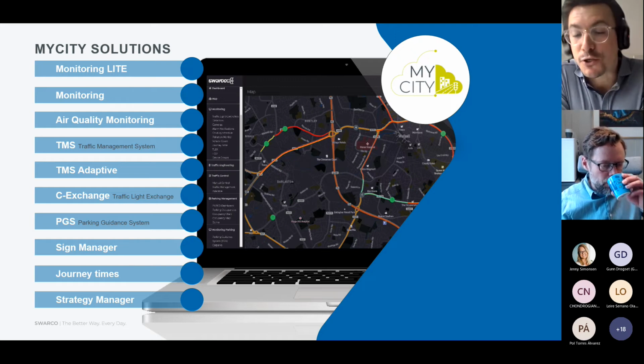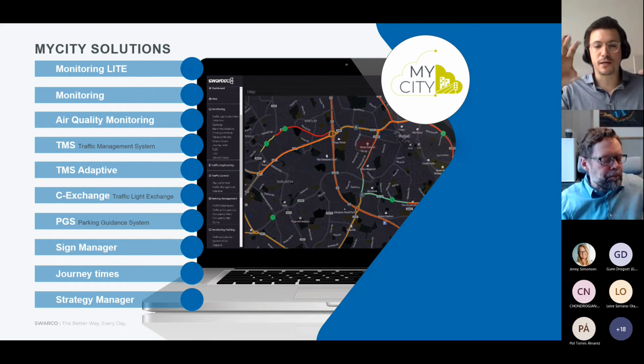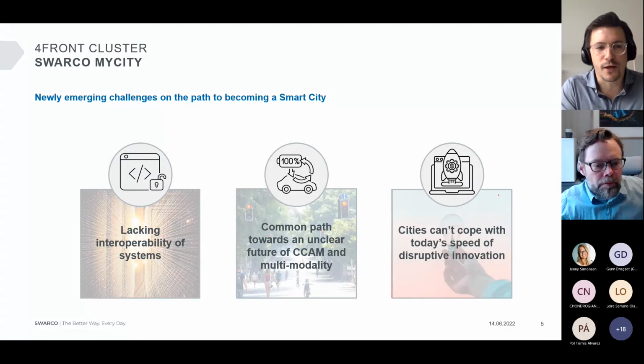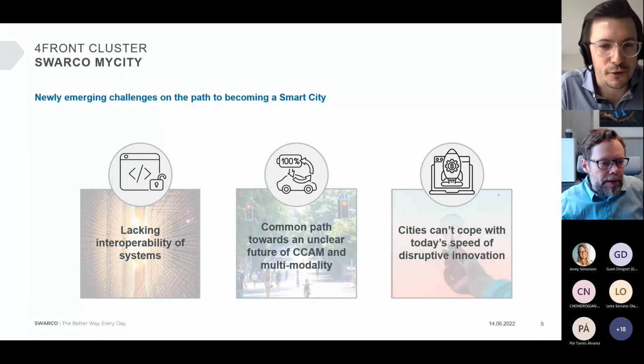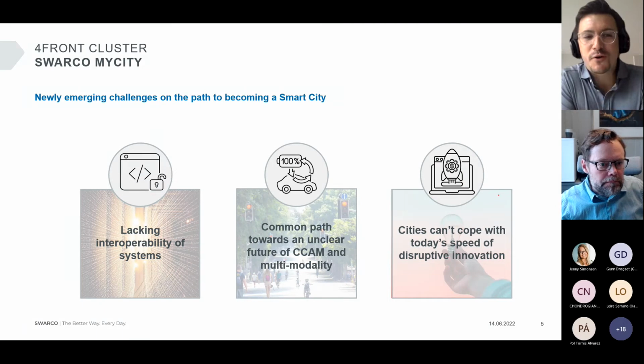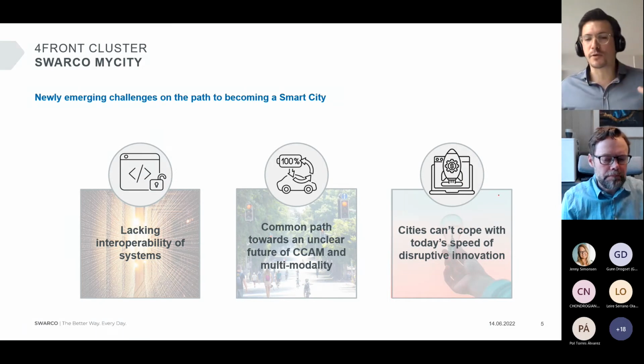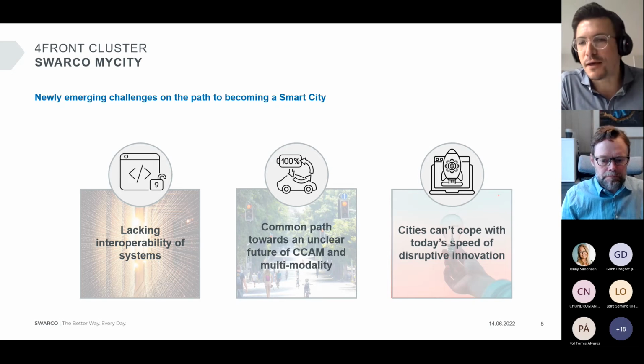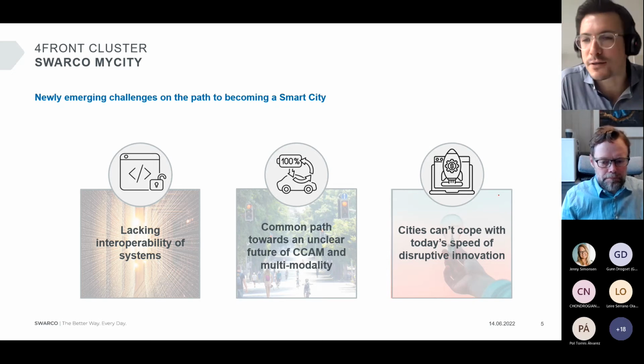Now I'm actually going to jump to the three topics that I would like to address. Sorry for the presentation issue here, but newly emerging challenges on the path to becoming a smart city. And pretty much behind each one of these topics, I'll throw a hypothesis in the room that I hope sparks some thinking or discussions also.